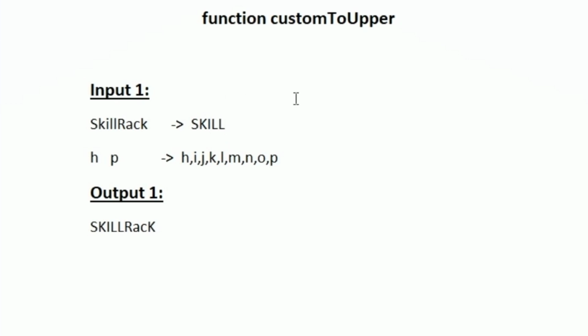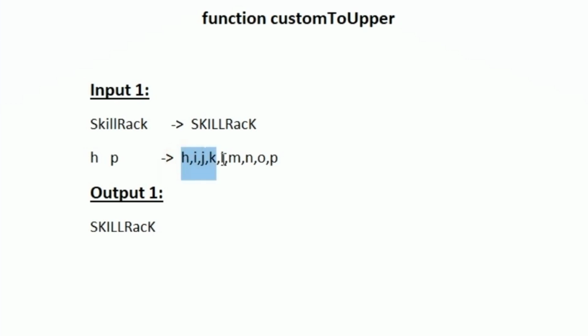And then R is already uppercase, and A, we don't have A in this range, so we need not toggle the character A. And similarly we don't have the character C in the range either, so C also remains in lowercase. And then the last character is K, and K is present in this range between H and P, so we are toggling the character K.